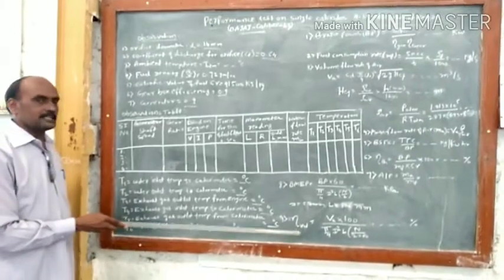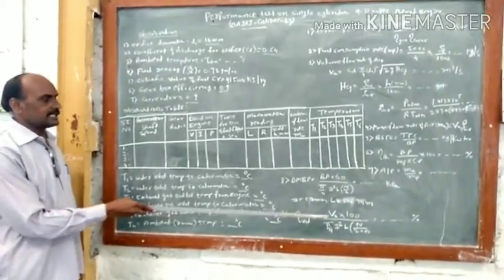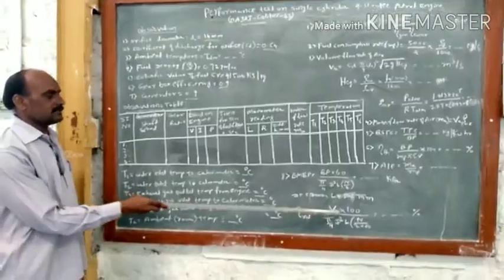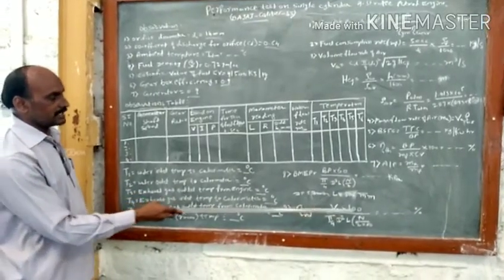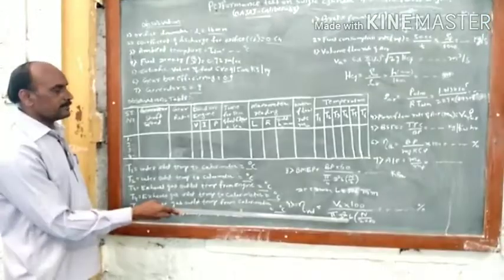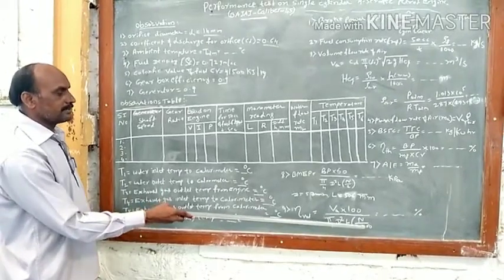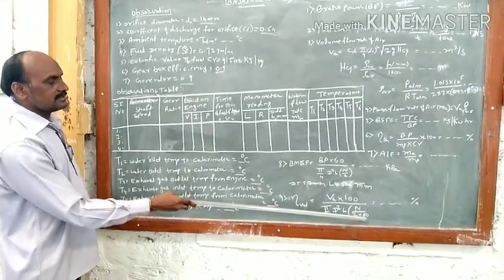And the volumetric efficiency of the engine is calculated by using this equation: V_a times 100 divided by (pi d square by 4 times L times N by 2 times 60).